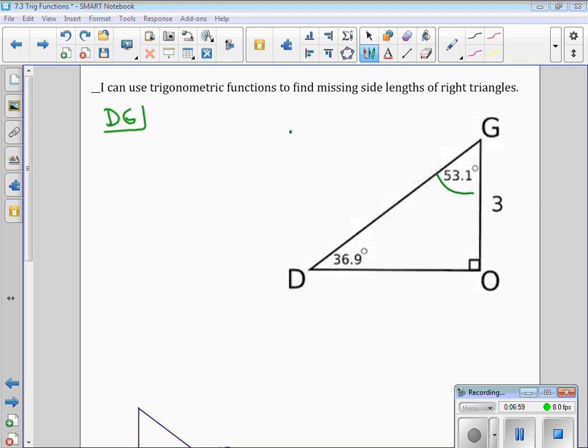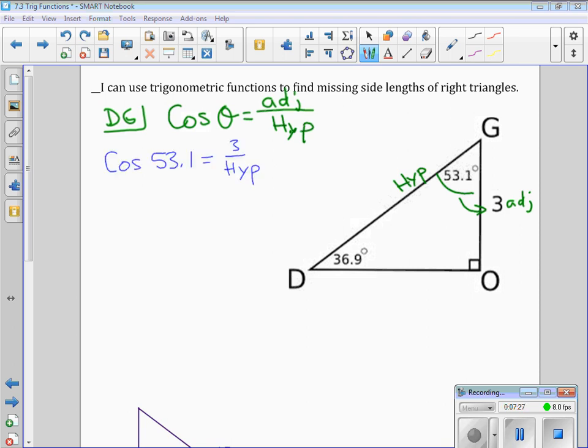All right, so I do some analyzing. I realize that this 3 here, in reference to that angle 53.1, is the adjacent side. And of course, this is still the hypotenuse, and that's the piece I'm trying to find. So I look back at my trig functions, and I try to decide which one of the trig functions relates an adjacent to a hypotenuse side. So that's cosine of theta equals adjacent over hypotenuse. Always write it down, blank. It helps you remember it. Okay? So then I take the pieces that are appropriate and put them in their appropriate spots. The 53.1 is an angle, so it goes in the angle spot.